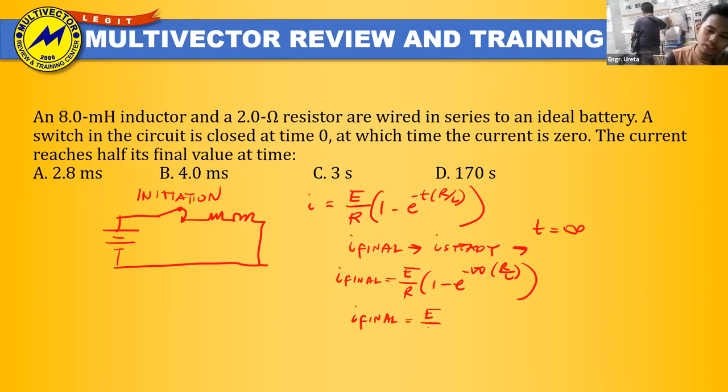Okay, ibig sabihin sir, shorted na yung ating inductor. Okay, at the steady state condition, our inductor will act as a short circuit. Okay, so hindi na siya, parang wire na lang siya, kapag DC yung supply. Okay, so ngayon, ano bang hinahanap?